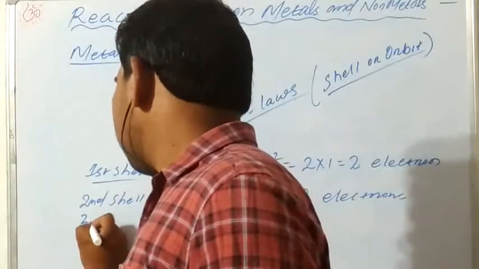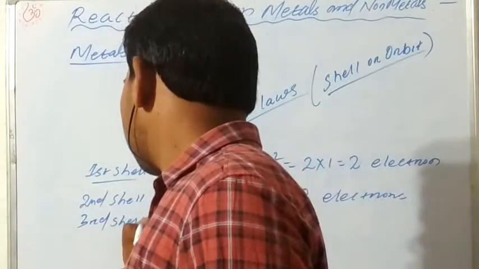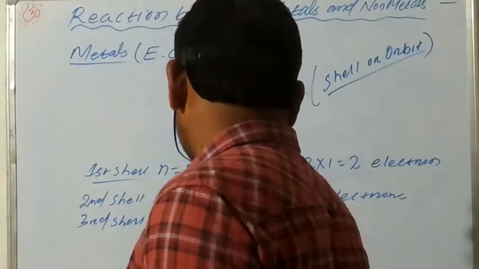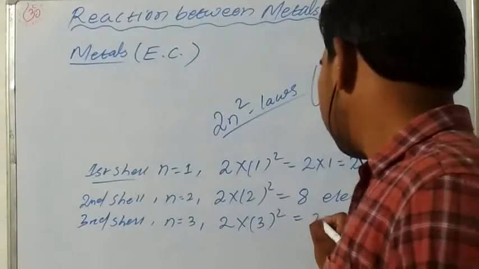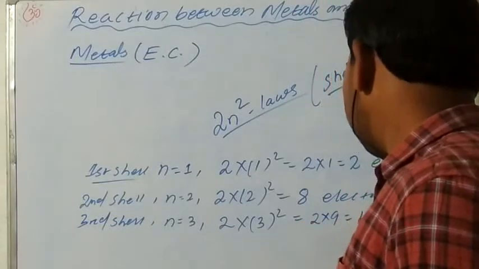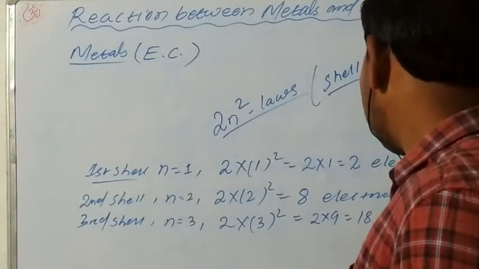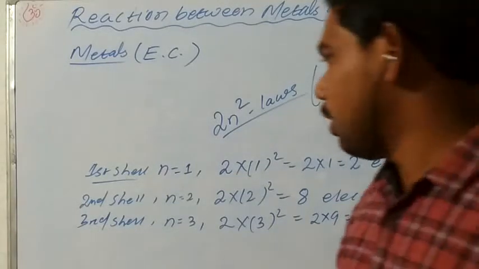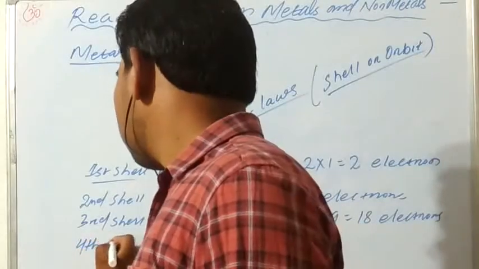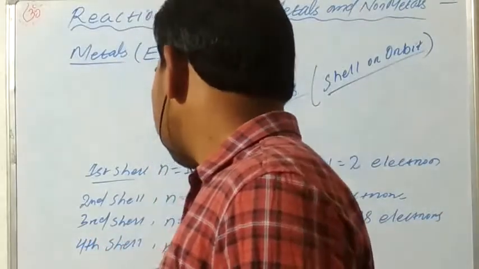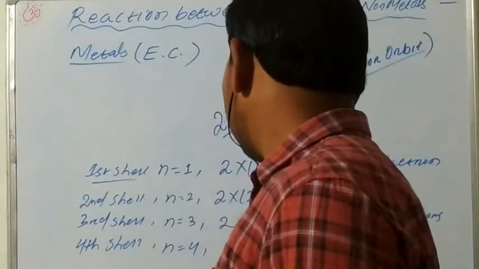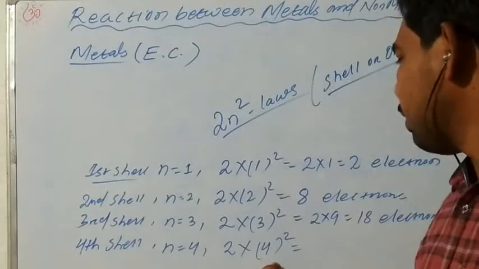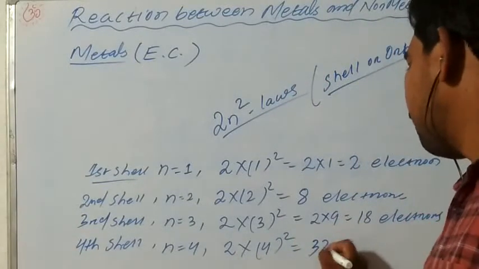And the third shell, n is equal to 3. Then 2 into 3 square. 3 square is 9, so 2 into 9 is equal to 18. The third shell contains 18 electrons. And the fourth shell, n is equal to 4, meaning 2 into 4 square. 4 square is 16, and 16 into 2 is 32 electrons.